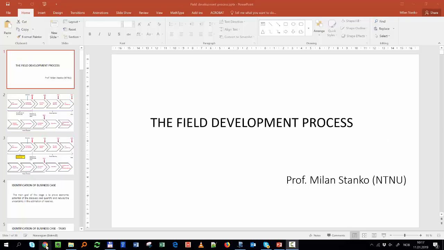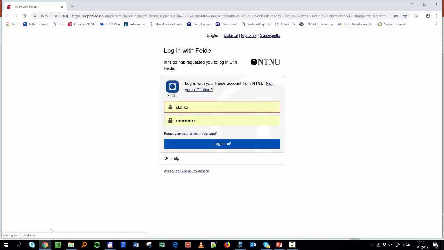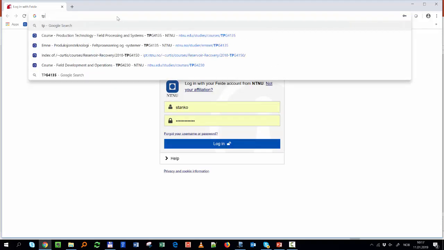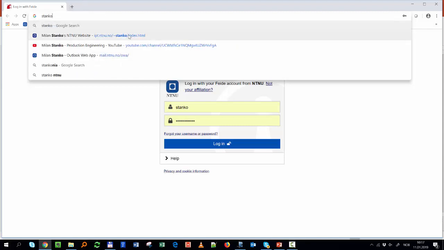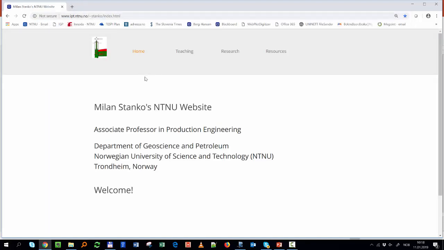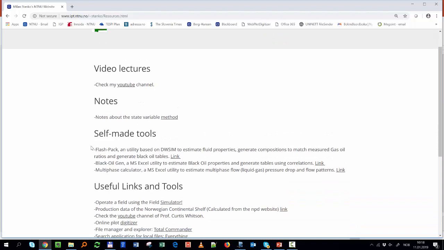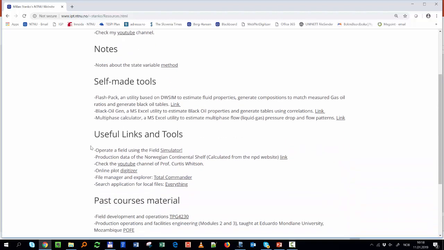Okay, just to show you on my website, first of all, I have also other things there. If you go to resources, you find some information that might be useful. But yeah, we are going to see.